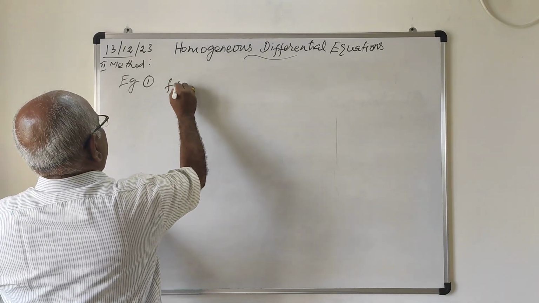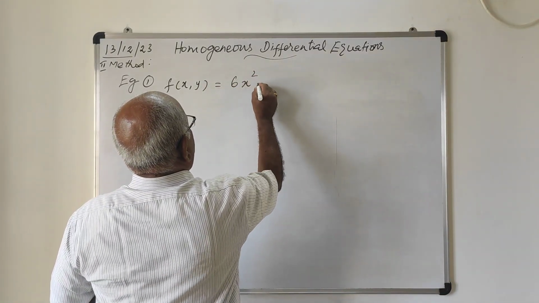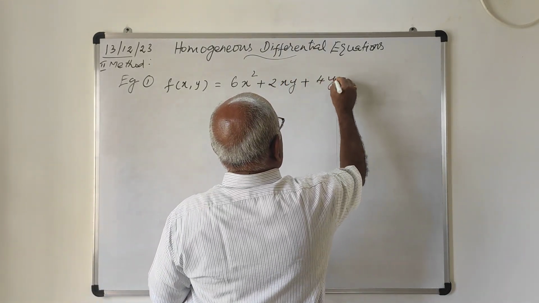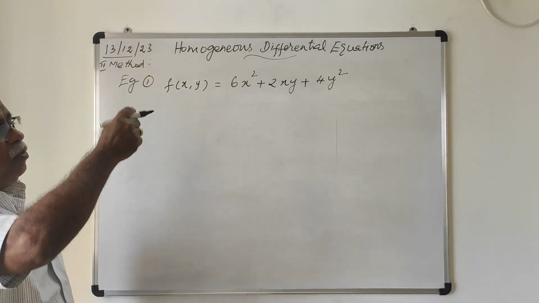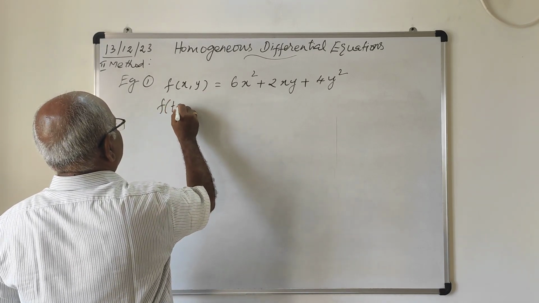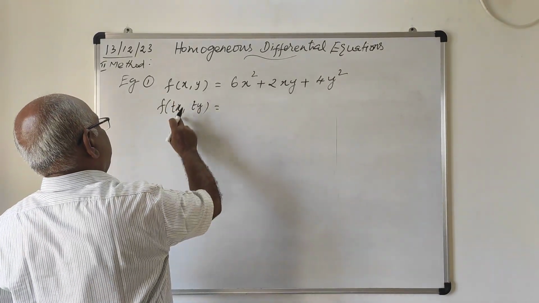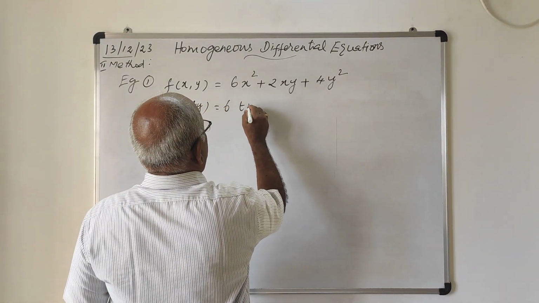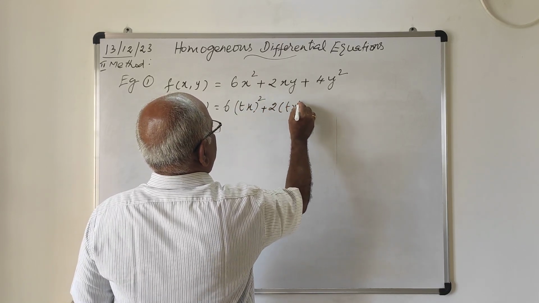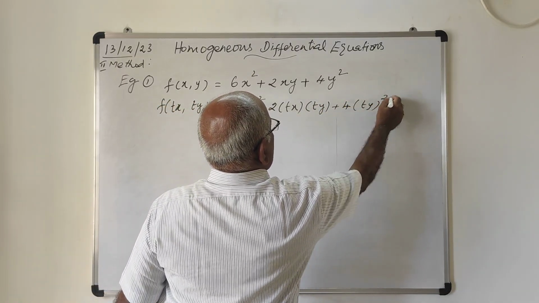f of x comma y equal to 6x square plus 2xy plus 4y square. See, check whether it is a homogeneous differential equation. You replace x by tx and y by ty for checking the homogeneity. See, tx whole square. Instead of x, you write tx. Instead of y, you write ty, plus 4 into ty the whole square.